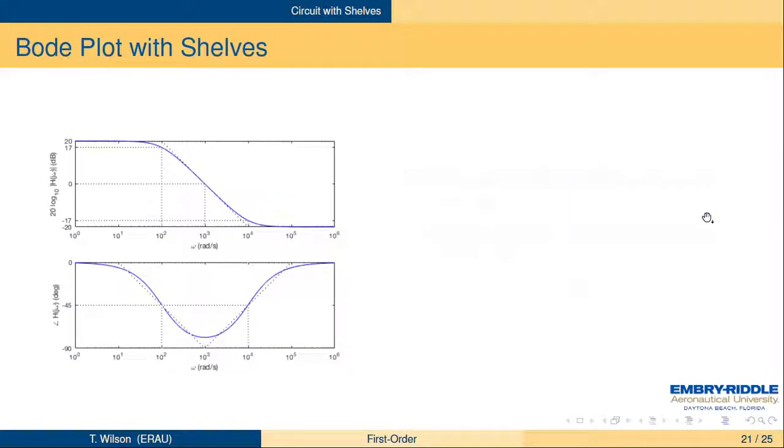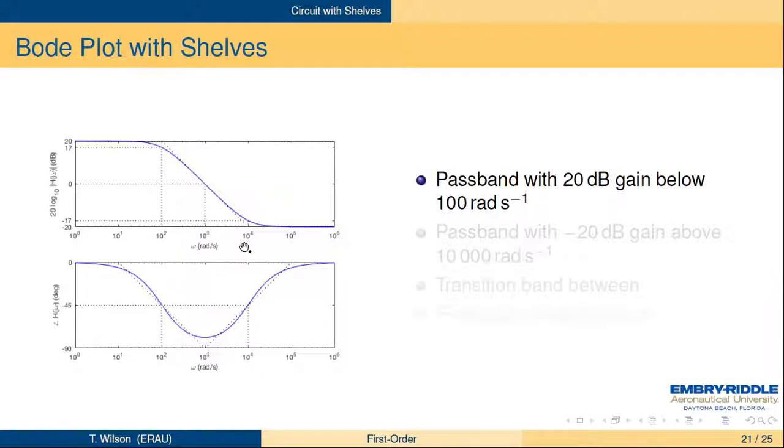So let's see what the Bode plot for this looks like. The upper panel is the magnitude, lower panel is the angle. The argument here is in radians per second. That's not normalized by anything because you have both a pole and a 0 here. So the passband with 20 dB gain is below 100 radians a second. That's where the pole was, at 100 radians per second.